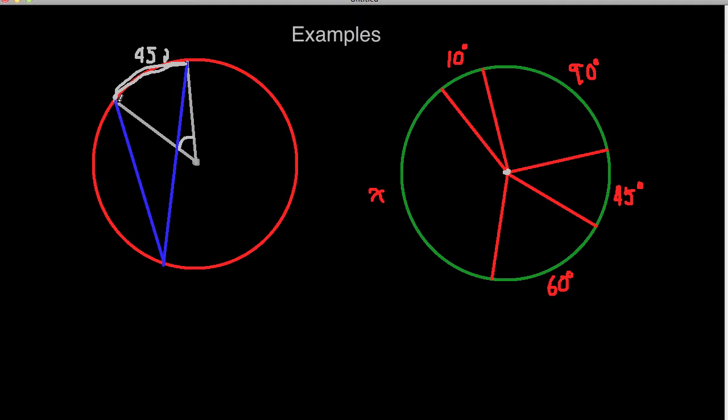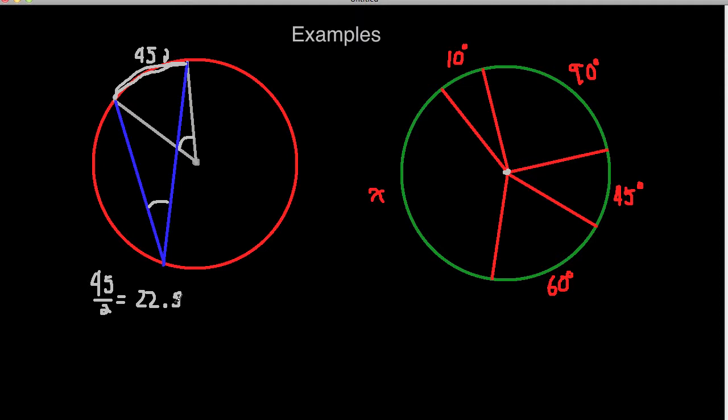Now, here's an inscribed angle shown in blue. And if this arc of the central angle is 45 degrees, it means that this angle right here is 45 degrees divided by 2, which is 22.5 degrees. So that angle is 22.5 degrees, that I'll write like this.